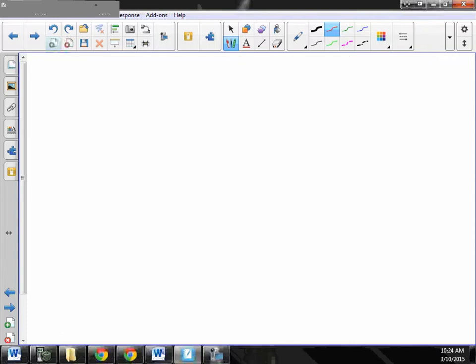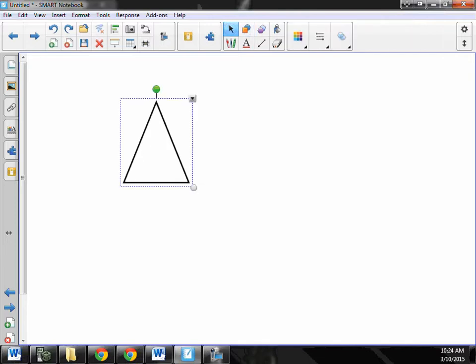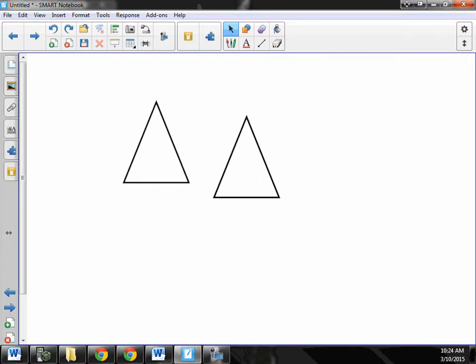For instance, if I had a triangle that looked like this, and then I were to copy that, those two triangles are what we call congruent. They're the same in every way. All the matching sides are the same size, and the corresponding angles are the same size.